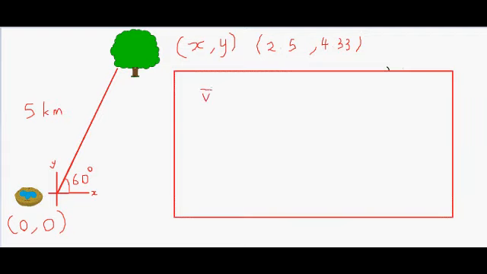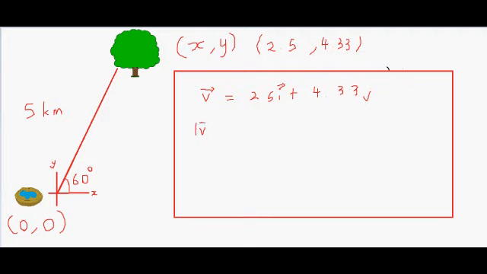Another notable thing is how the vector can be written. The vector 5 km at 60 degrees north of east can be written in the form of i and j, which is how most vectors are written, which is 2.5i and 4.33j. i is in the x direction and j is in the y direction.